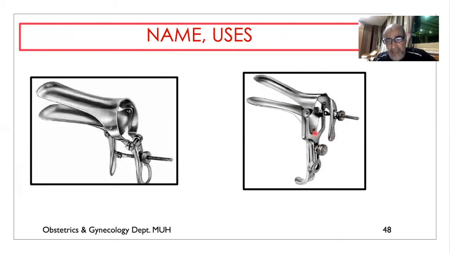This gives some dilation, and when this screw is loosened, this upper plate is elevated up and the plates are separated more. This is Graves, and this is Cusco speculum. The uses are visualization of the cervix and insertion of any transcervical procedures, such as insertion of a uterine sound, insertion of an intrauterine device, taking a cytology of the cervix, taking a biopsy from the cervix or the endometrium, and so on.